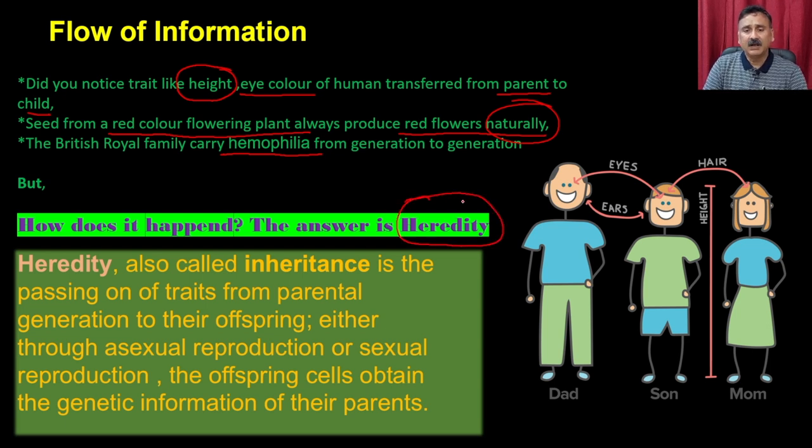Okay. So what is heredity? So heredity, or also called inheritance, is the passing on of the traits from the parental generation to the offspring, either through the asexual reproduction or the sexual reproduction. The offspring of the cells obtain the genetic information of their parents. Okay, so because of the heredity or the inheritance, you are acquiring the traits, or you are acquiring the phenomena, or acquiring the phenotypes from your parents.